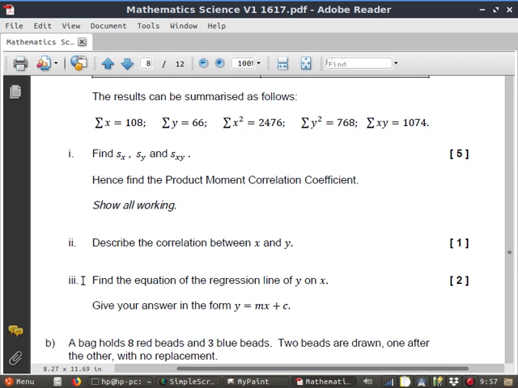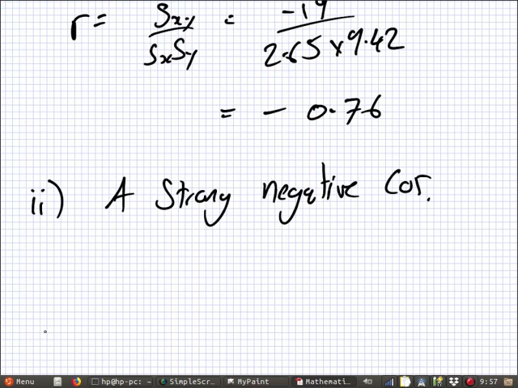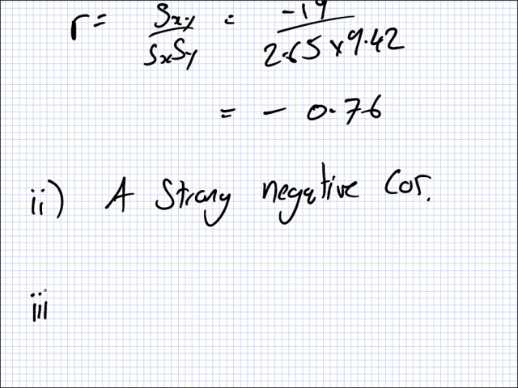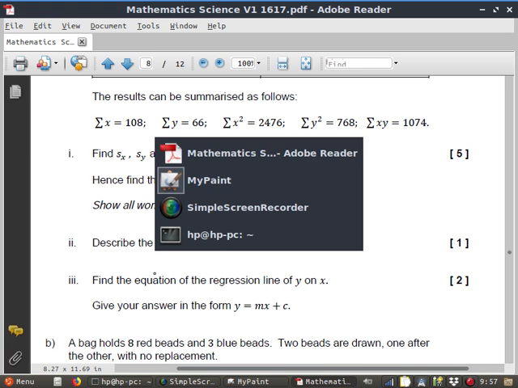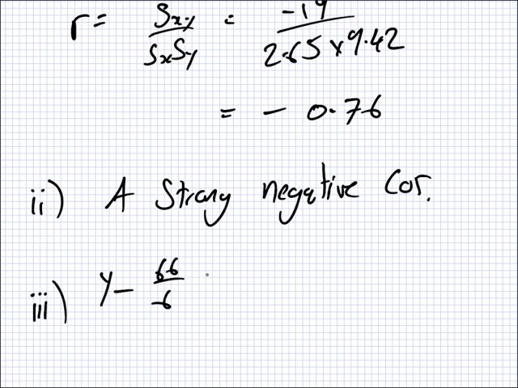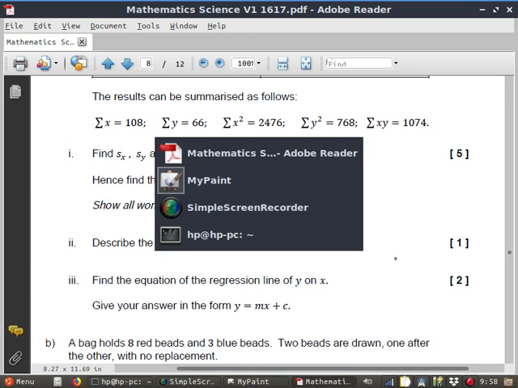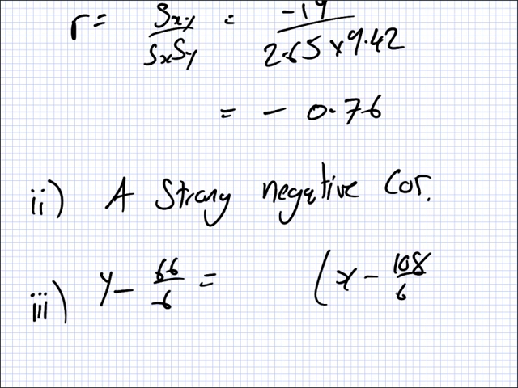Okay. Find the equation of the regression line. Okay, so that's y minus the y average, which is 66 over 6, equals m times x minus the x average, which is 108 over 6. And I forgot, what's the formula for the m? Is it, has Sx, Sy in it, isn't it?